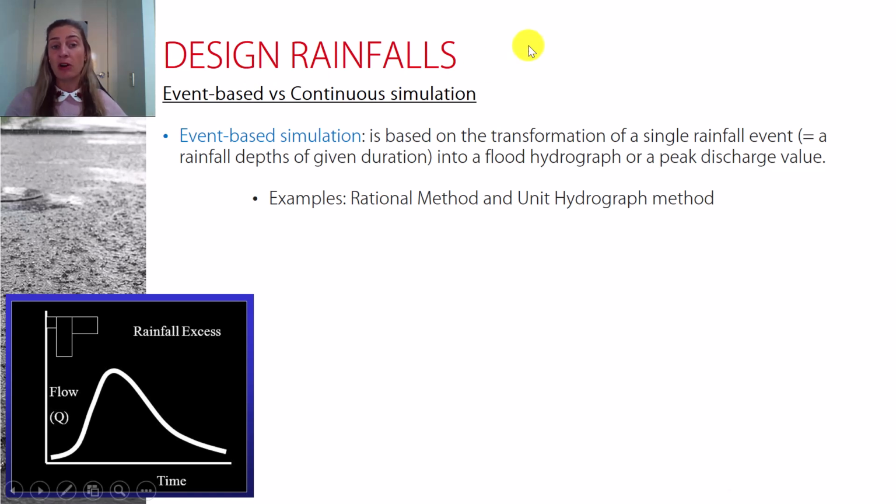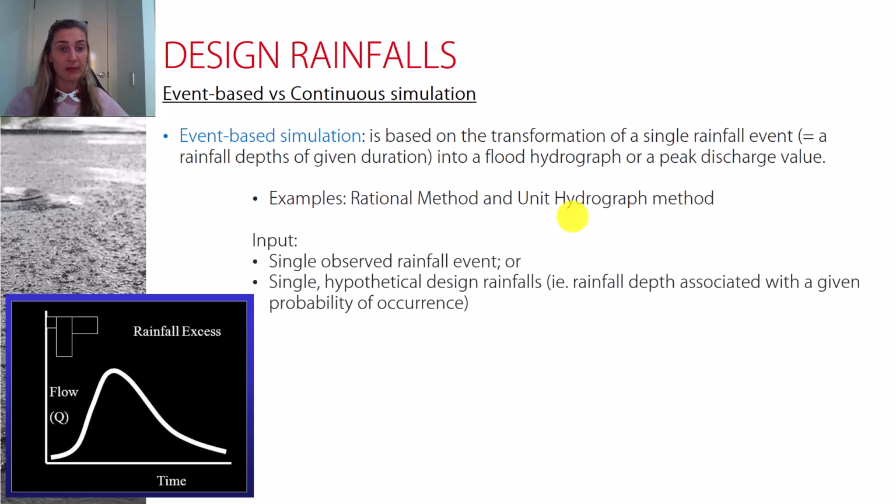In event-based modeling, we transform a single rainfall event, which is a rainfall depth of given duration, into one flood hydrograph, or a peak discharge value in the case of the rational method, in which we cannot use the hydrograph because the hydrograph is that triangle, which is not a realistic hydrograph. So rational method and unit hydrograph are examples of methods that are event-based. So input is a single observed rainfall event, or it could be a single hypothetical design rainfall, okay?